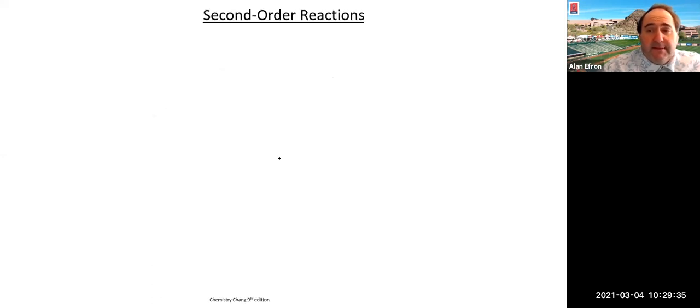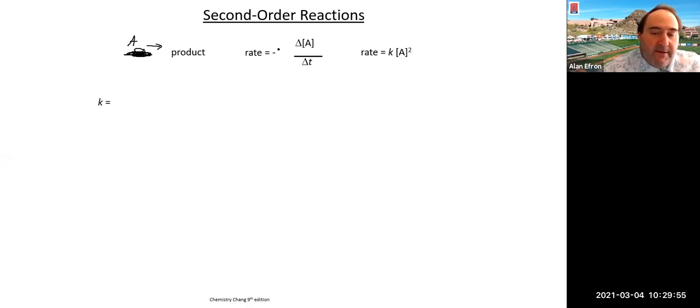Okay. So let's talk about the next type of reaction, which is second order reactions. Second order reactions are a little bit different than first order. Same in the sense that A is going that way. So when we do this, we get the same arrangement here: the negative change in concentration of A over change in time. The rate would equal K times A squared, which is why it's second order overall.